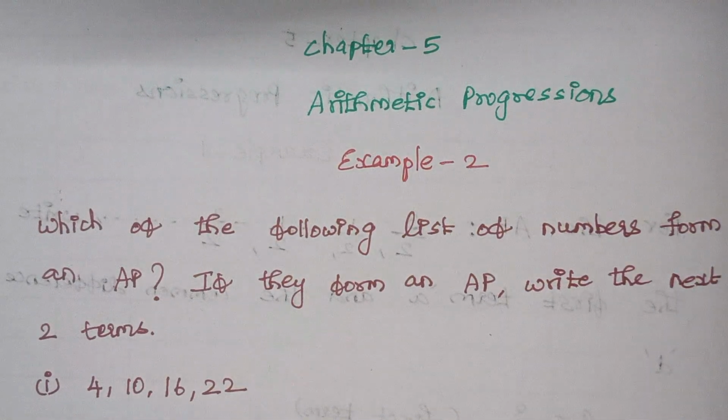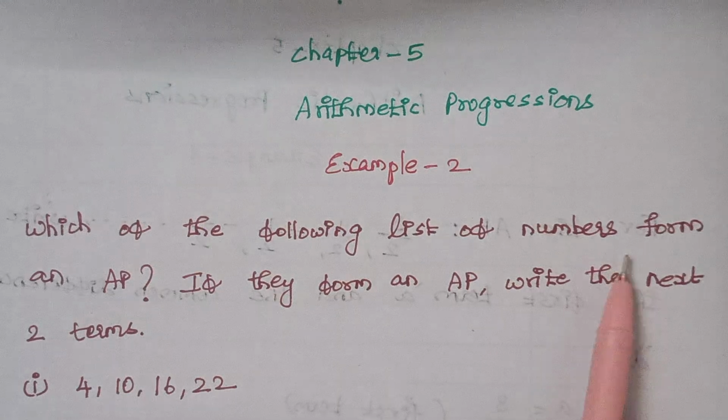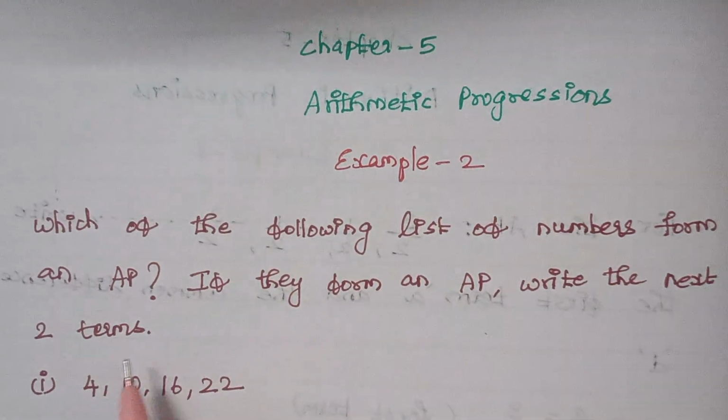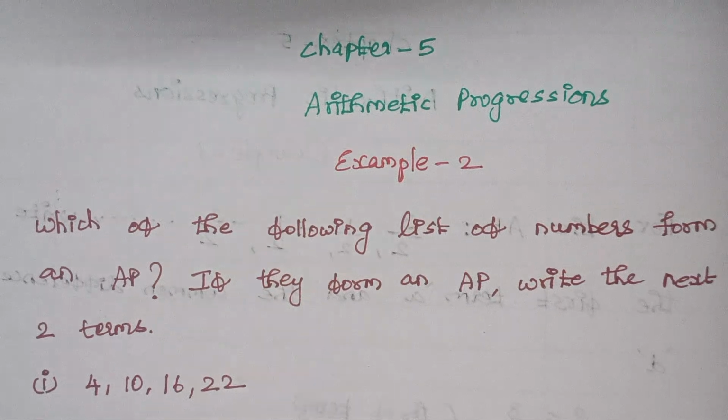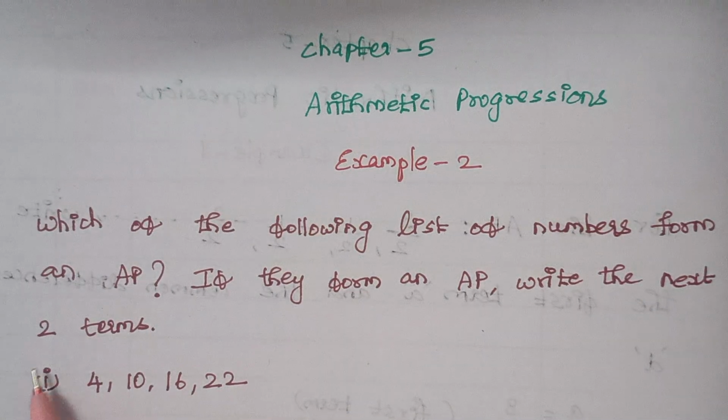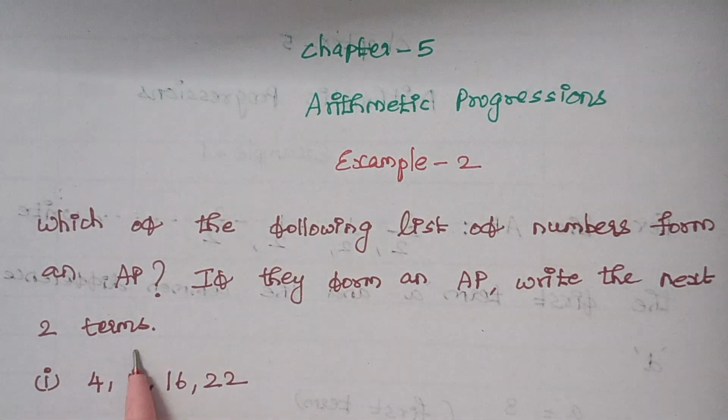Now example 2. Which of the following list of numbers form the AP? If they form an AP, write the next two terms. So now a series is given. We have to check whether they form an AP. If they form an AP, then we have to calculate the remaining two terms.